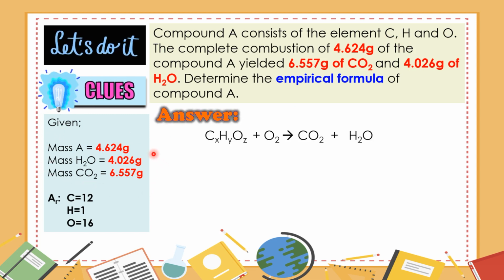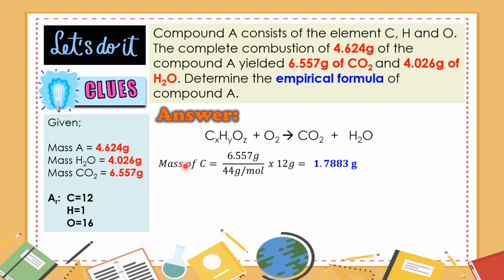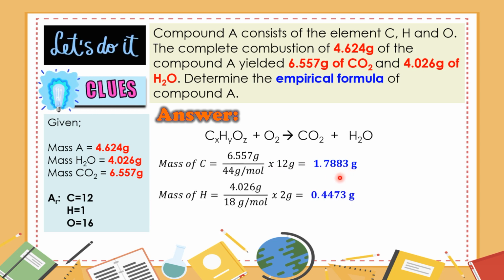For example, the mass of carbon can be calculated by the mass of carbon dioxide divided by the molar mass of carbon dioxide times the molar mass of carbon, which equals 1.7883 gram. Same thing goes for the mass of hydrogen: mass of H2O divided by the molar mass of H2O times the molar mass of hydrogen. Therefore, the mass of hydrogen is equal to 0.4473 gram.